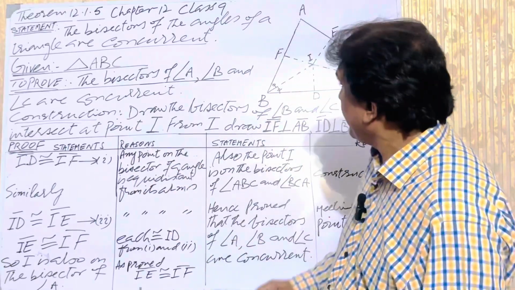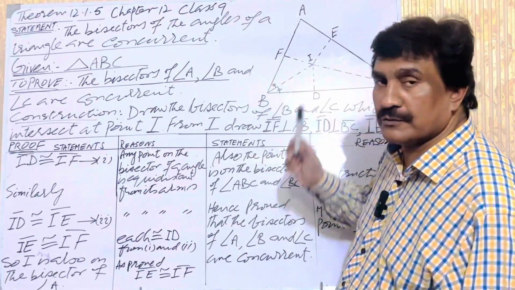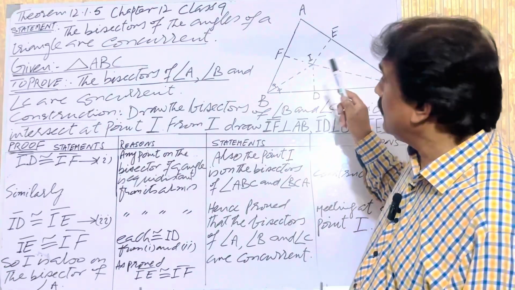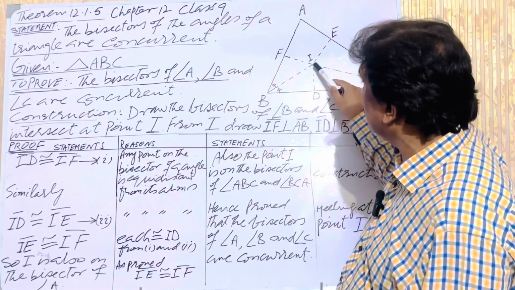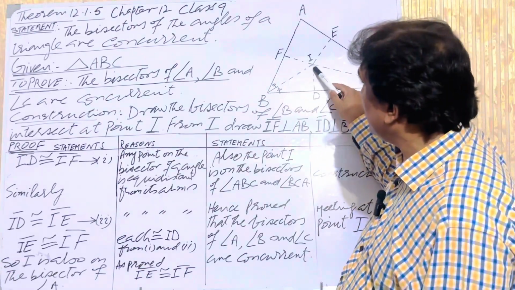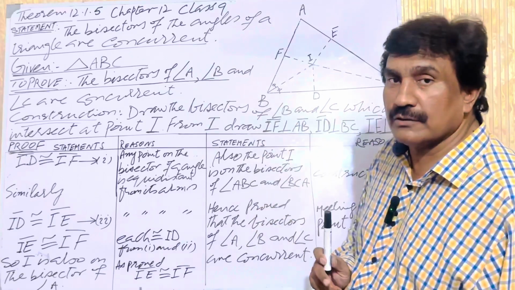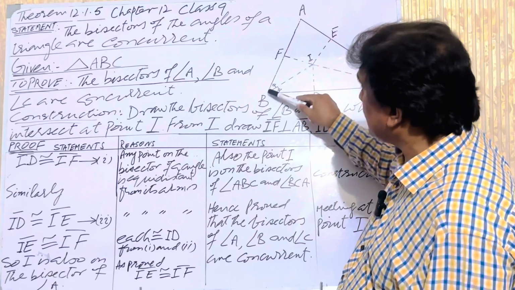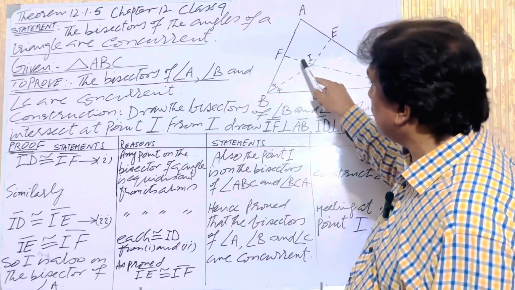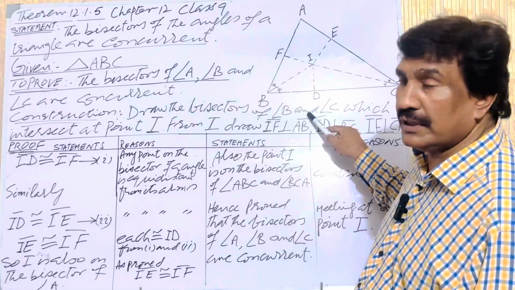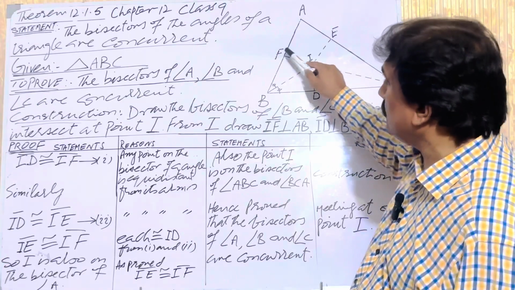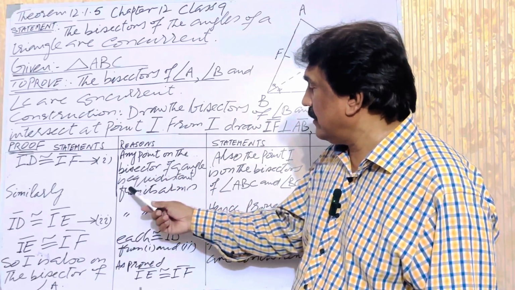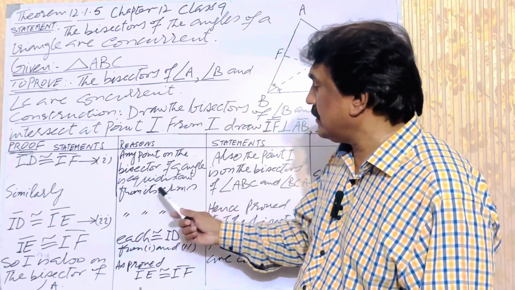If we look at this, so this IB was what? Angle bisector of what? ABC. Okay. So any point taken on the angle bisector will be equidistant from its arms. We have done this in the previous theorems. So the distance of I will be equal from AB side and BC side, that is IF and ID will be congruent to each other. So it is written ID congruent to IF. Any point on the bisector of an angle is equidistant from its arms.